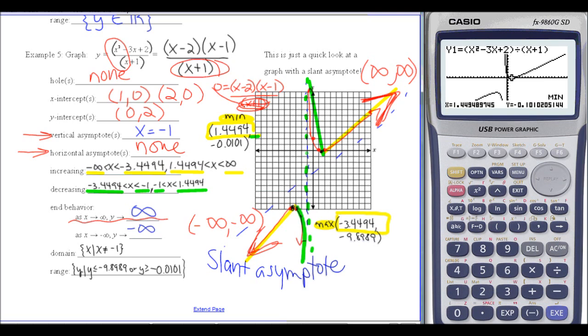My domain was just x is not equal to -1, because that's where the bottom was 0. And for my range, it was almost like the range of two parabolas. Y had to be less than or equal to the y value of the maximum, and y had to be greater than or equal to the y value of that minimum. Again, I know it's a lot, so we'll try some more practice with these in the next few days, and let me know what questions you have in class tomorrow.